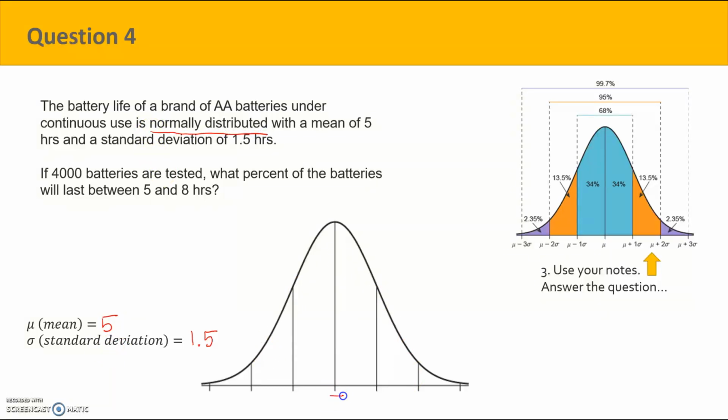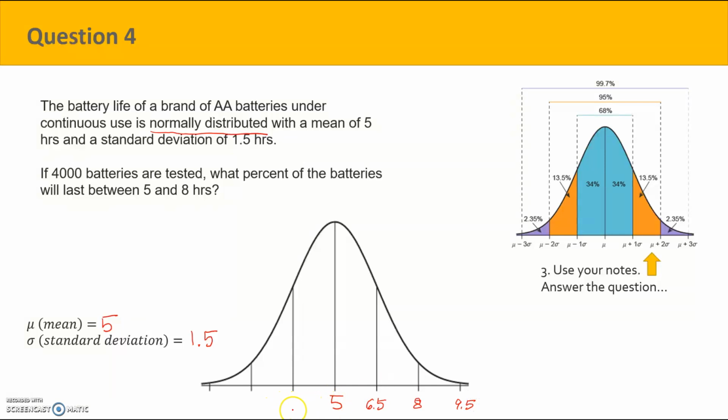The mean is 5. So from the middle, I'm going to start adding 1.5 going to the right, subtract 1.5 going to the left. So 1.5 plus 5 is going to be 6.5. 1.5 more is going to be 8. 1.5 more will be 9.5. Okay, so that's going that way.